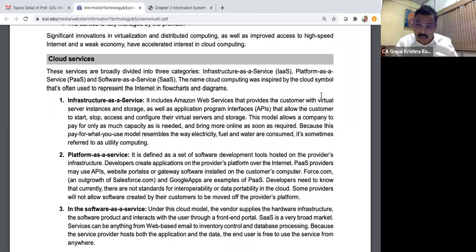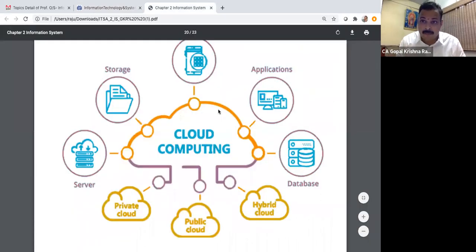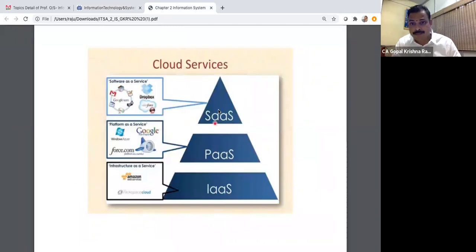These three can be an examination question. So far, they have not asked this question. So my view is, this December 2020, you can get this as an exam question. Let us see what it is. Now, please look at this. I have given some examples of SaaS, software as a service.